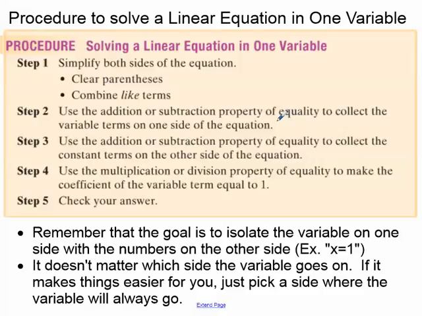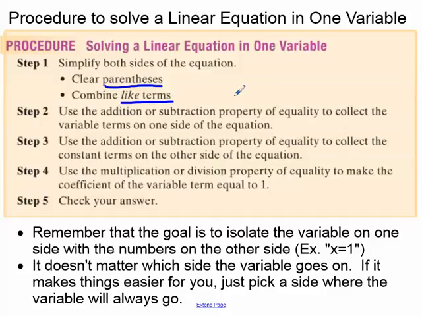So let's take a look at the procedure. It looks like a lot of stuff. But number one, if we've got some complicated stuff like parentheses, we have to clear the parentheses so we have just terms. We multiply things to get rid of the parentheses to get just terms. Terms are separated by addition and subtraction. When we have just terms, then we combine like terms. So we clear parentheses and then combine like terms.